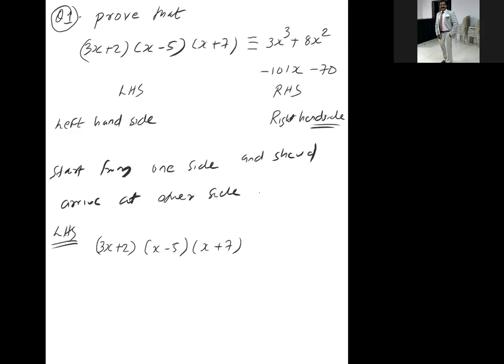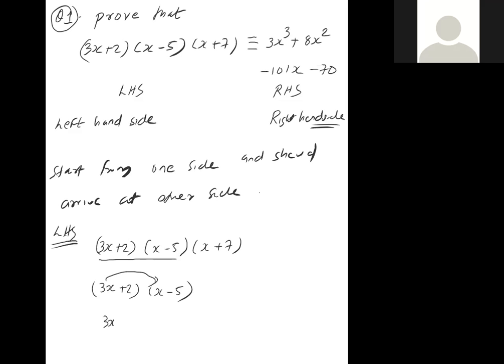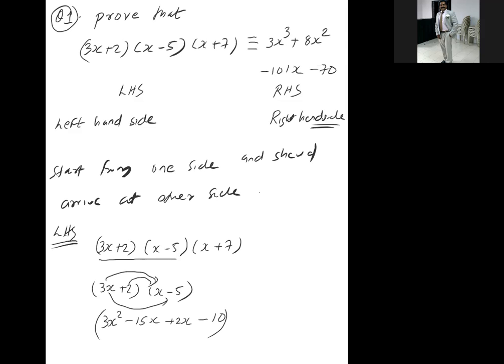Can you start? So first you take these two terms, (3x + 2) into (x - 5). Can you expand? 3x into x is 3x squared. 3x into minus 5 is minus 15x. Then 2 into x is 2x, and 2 into minus 5 is minus 10. Before multiplying with (x + 7), we rearrange: 3x squared minus 15x plus 2x is minus 13x, minus 10. And into (x + 7).